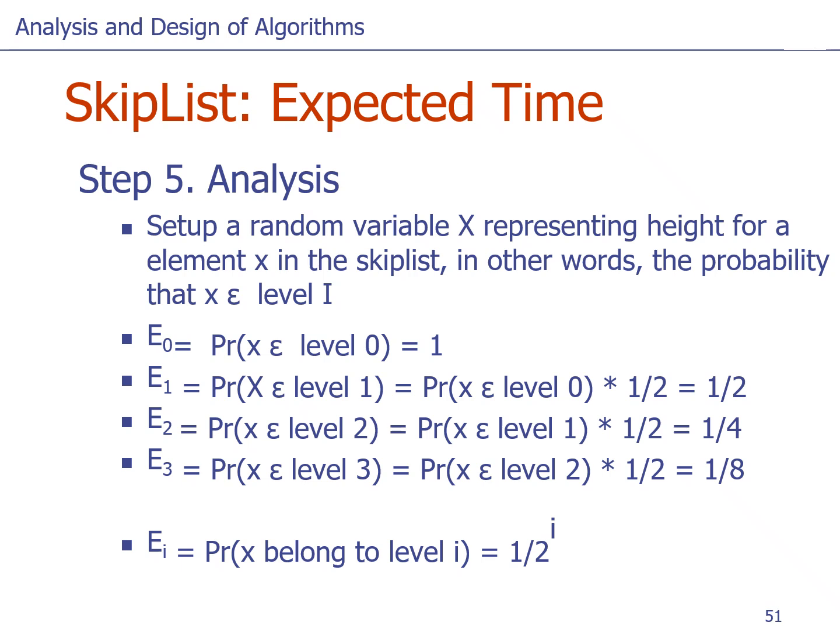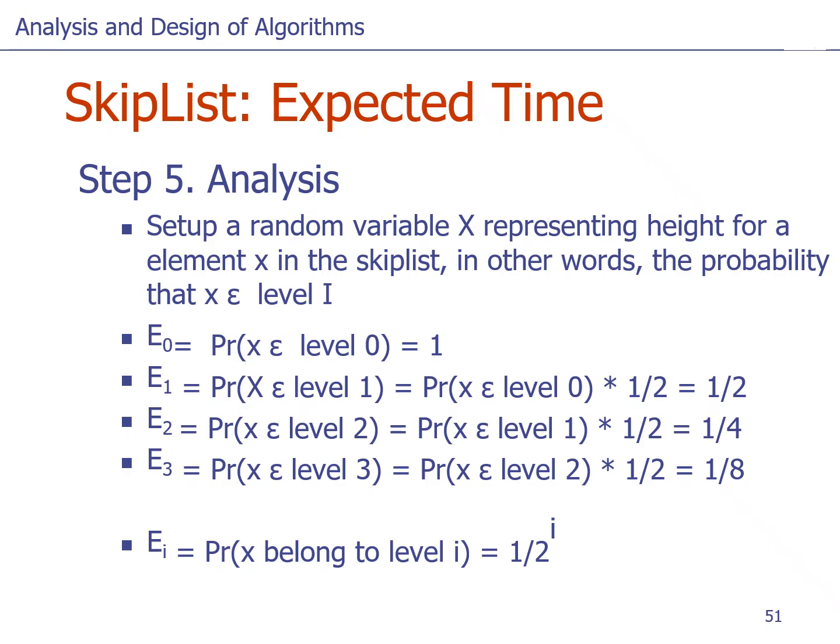So the probability of being in level 1 is the probability of being at level 0 and also being at level 1. The probability of being at level 0 is 1, because we know we have to put it there. It's 100%. But to actually be in level 1, that means we flipped a coin and got a head. And that's a half. So the probability of x being in level 1 is a half. 1 multiplied by half is a half.